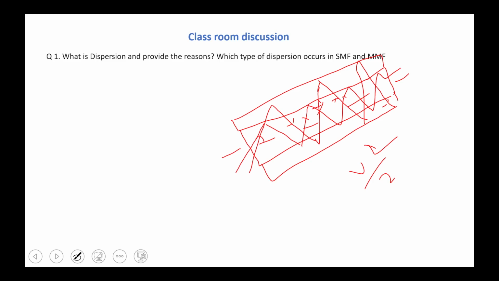What type of dispersion occurs in single mode fiber and multimode fiber? Can you differentiate between them? In multimode fiber, we have intermodal dispersion. Okay. Material dispersion. Yes.